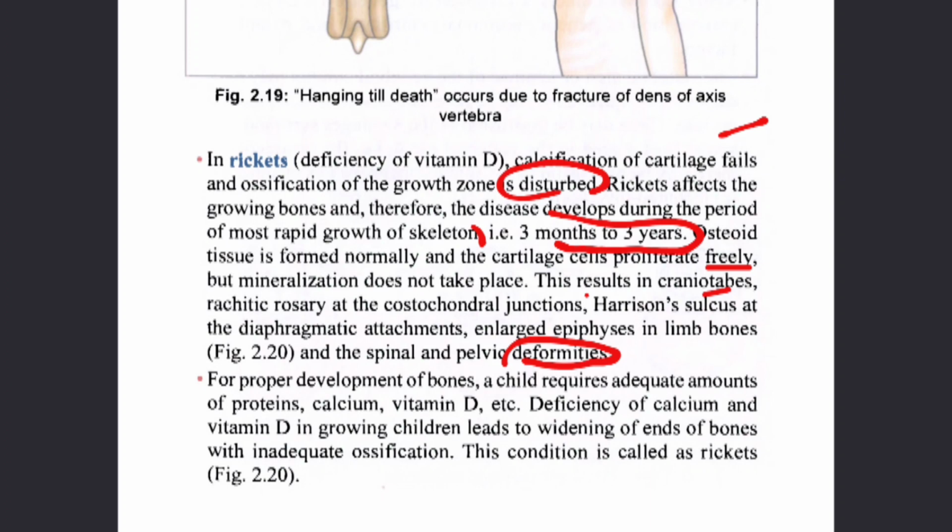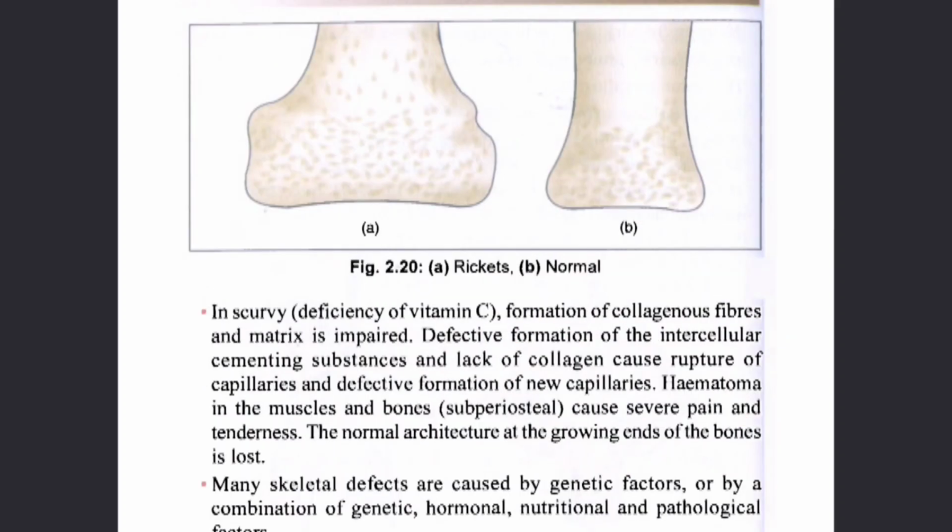For proper development of bones, a child requires adequate amount of calcium, proteins, vitamin D. Deficiency of calcium and vitamin D in growing children leads to widening of ends of bones, with inadequate ossification. This condition is called rickets. So you can see the rickets bone and the normal bone. There is inadequate widening of the ends of the bone, the epiphyseal end.